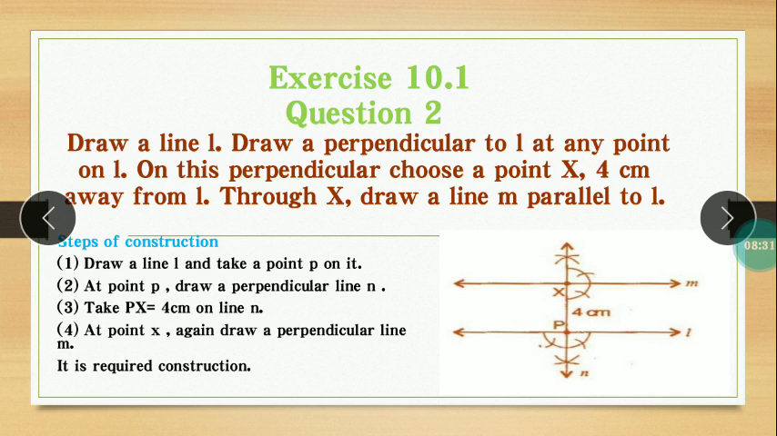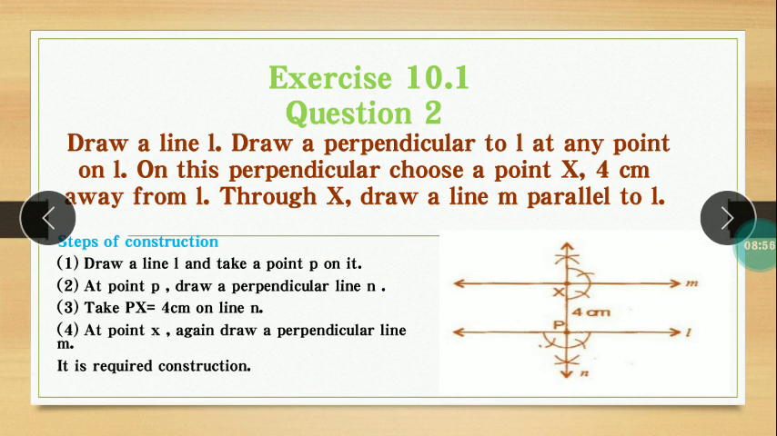So how do we construct a perpendicular? You already learned. Taking P as a center, construct a semicircle like this, and then bisect this semicircle, or bisect this 180 degree angle. So you will get a perpendicular line. Because this is a 90 degree angle, a line which makes a 90 degree angle with another line is perpendicular to that line.